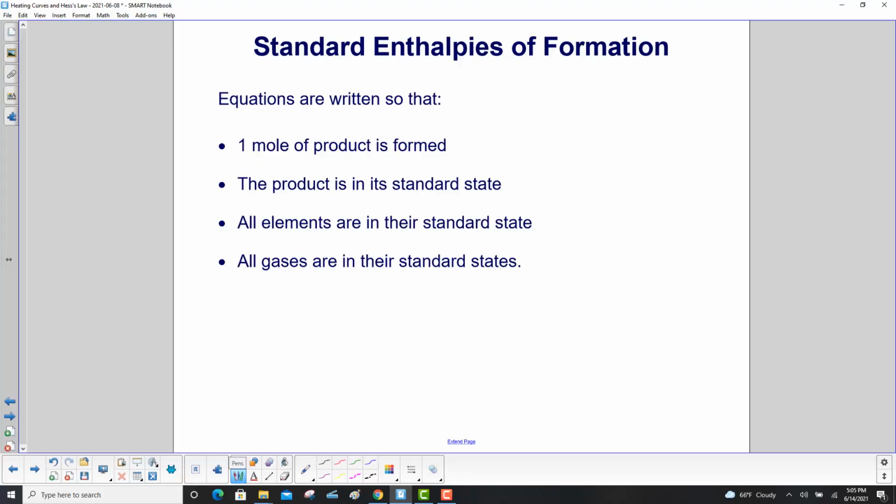When using standard enthalpies of formation, we need to write the equation so that we have 1 mole of product formed, the product is in its standard state, all elements are in their standard state, and all gases are in their standard states.